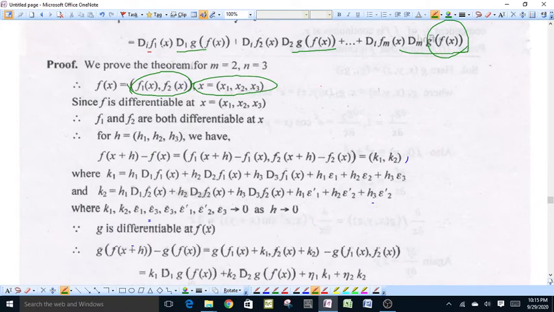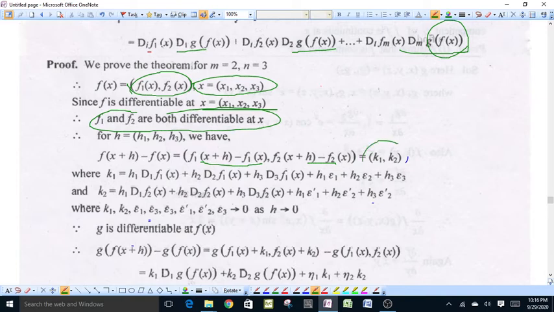Because f is differentiable at any point x1, x2, x3, therefore f1 and f2 are both differentiable at point x. For h1, h2, h3 we have f(x+h) - f(x) = (f1(x+h) - f1(x), f2(x+h) - f2(x)).